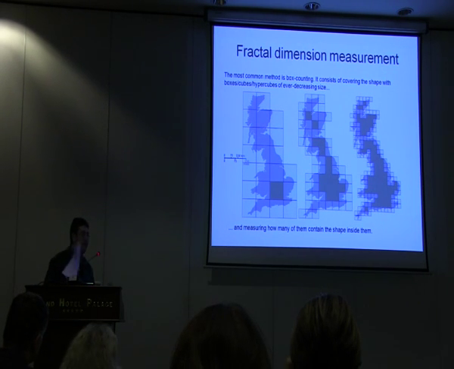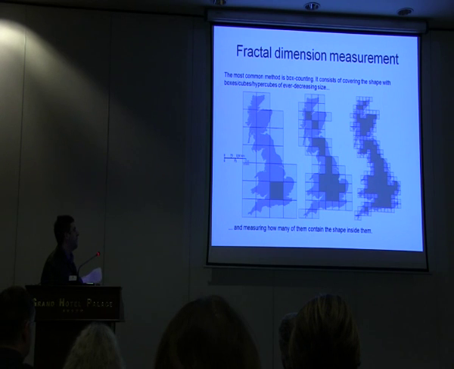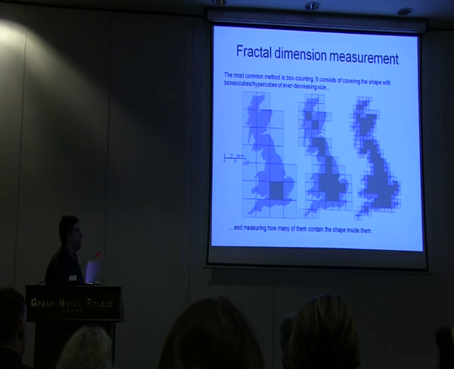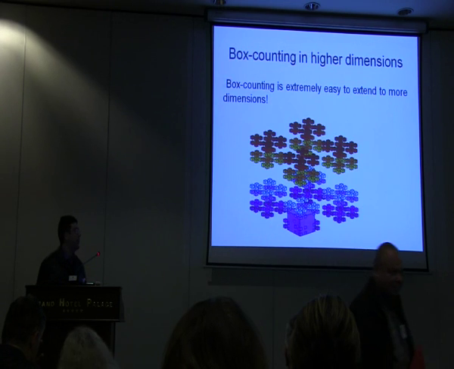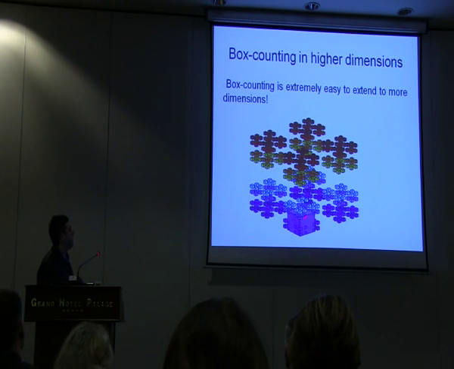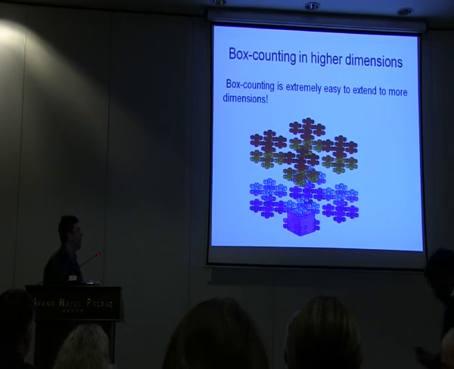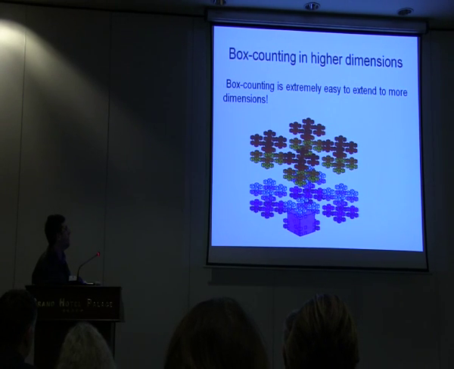Now, for most shapes found in nature, we cannot compute the fractal dimension analytically. That means that we have to perform measurements. The most common of those is what's called box counting. Essentially, we cover the shape with boxes of ever shrinking size, and we measure how many of them it takes to cover the shape entirely for each size of the box. The great thing about this method is that it's very easy to extend to multiple dimensions, because having boxes inside an n-dimensional grid is trivial to implement.